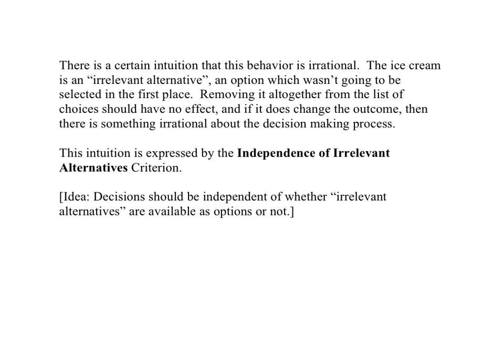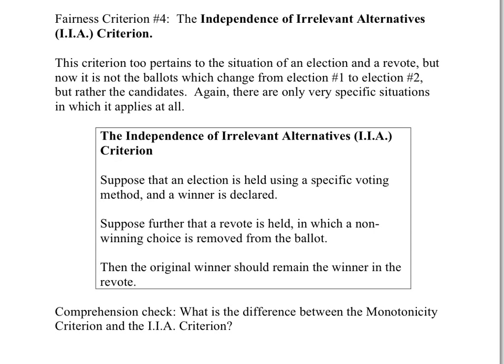At any rate, there is a certain intuition that this is irrational, and this intuition is expressed by the independence of irrelevant alternatives criterion, or simply I.I.A. for short. So the idea here is that decisions should be independent of whether irrelevant alternatives are available as options or not. Your decision of what dessert to have should be independent of whether vanilla ice cream is really on the menu or not, because you don't care about vanilla ice cream in the first place. With that motivation, let's make the official statement now of the independence of irrelevant alternatives criterion.